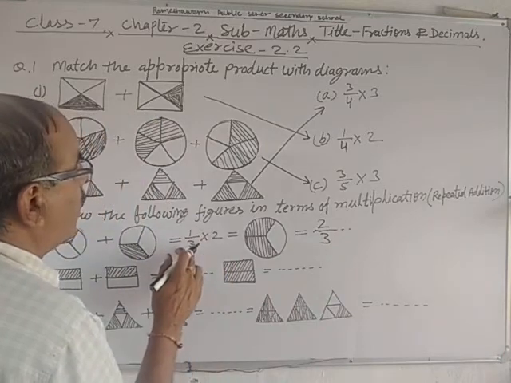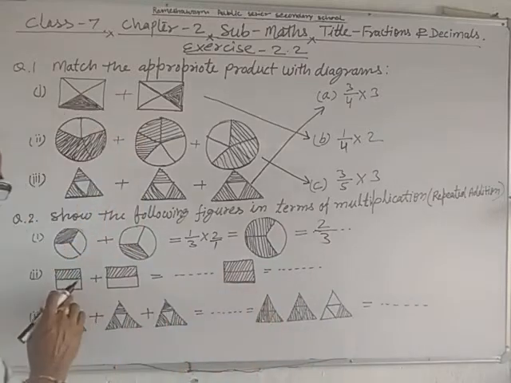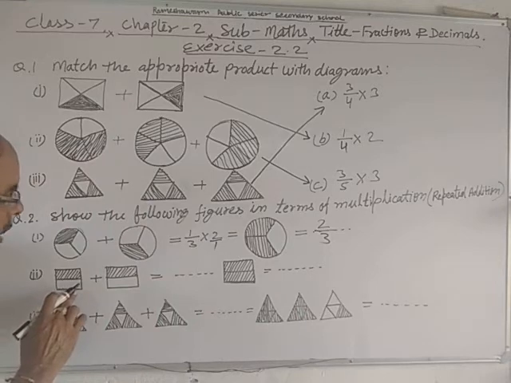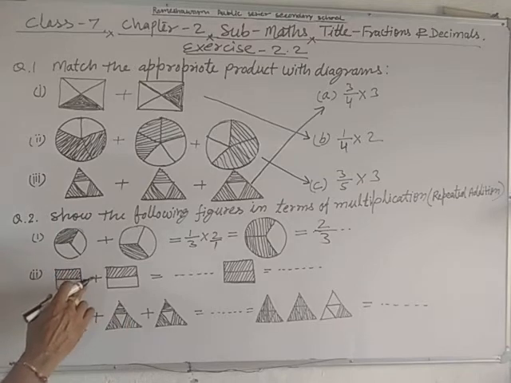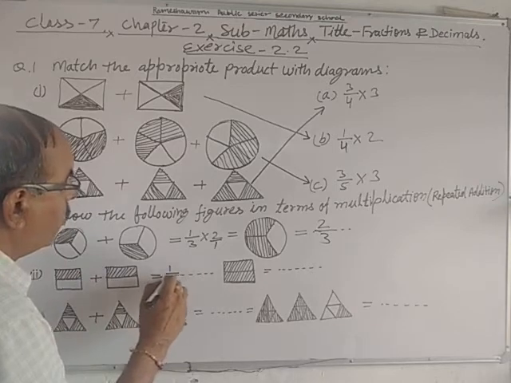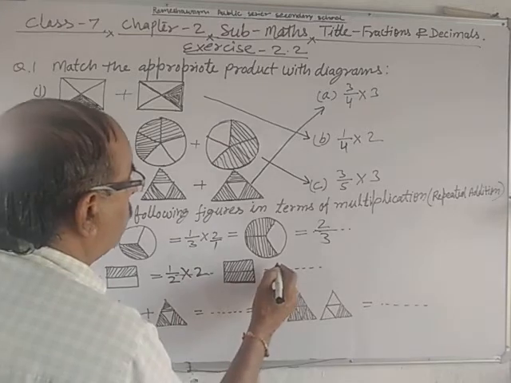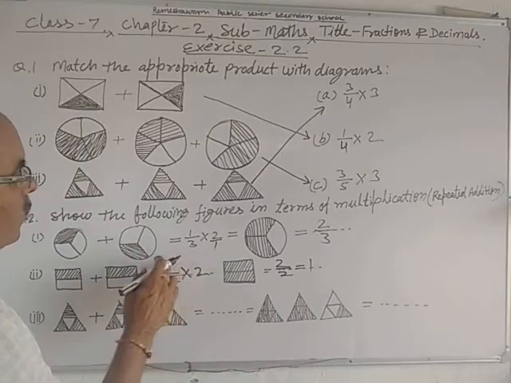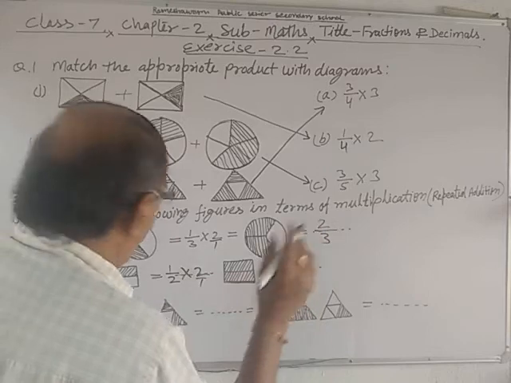2 ones are 2 and 3 ones are 3. It is called 2 upon 3. Next, this is 1 upon 2, and this is called 1 upon 2. Each figure has 2 parts. One part is shaded. So 1 upon 2 into 2 parts. So this is called 2 by 2. It means 1. 2 ones are 2 and 2 ones are 2. It is 2 upon 2, equal to 1.